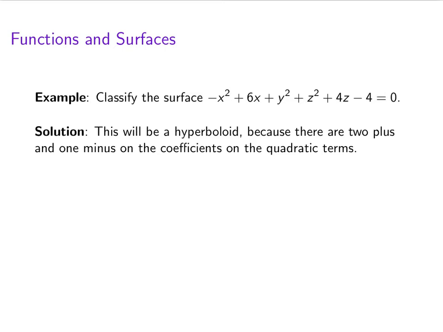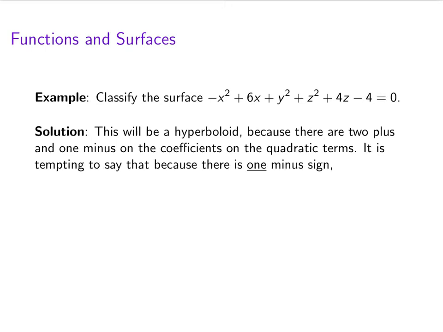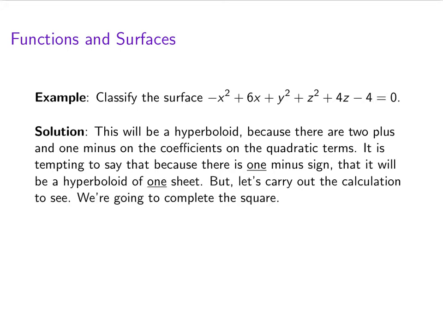The first thing is that this is going to be a hyperboloid. And that's because there are x squared, y squared, and z squared terms, and there's 2 pluses and 1 minus. Now, usually when there's 1 minus sign, you get a hyperboloid of 1 sheet. But what I'd like to do is carry out the calculations just to make sure. So let's complete the square.